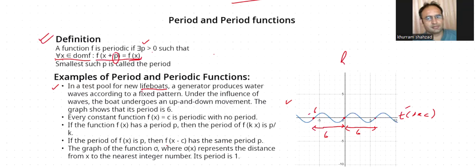So the next example is the constant function. Every constant function f of x is periodic with no period. It is clear from the name of the function. This is the constant function. We can also represent this like that.